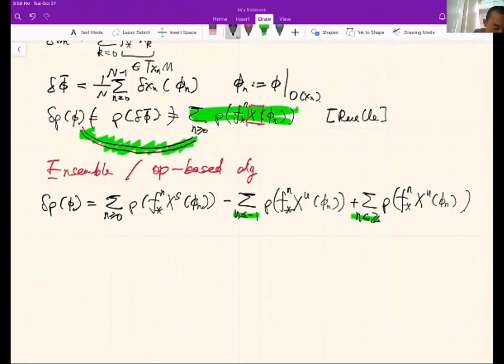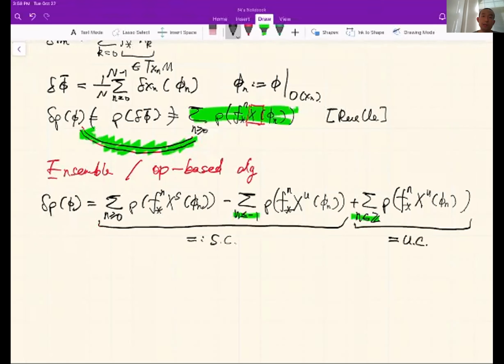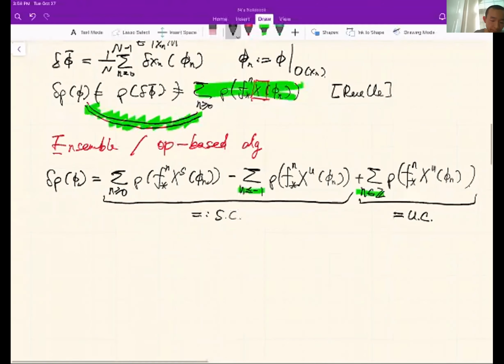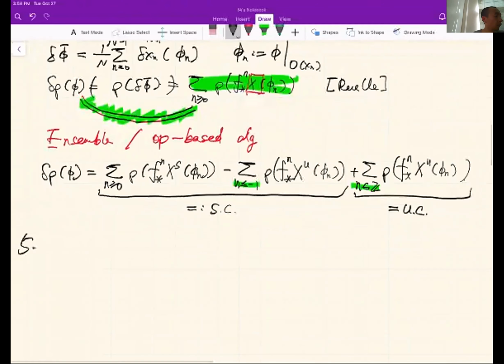The reason I want to write it like this is because I want to treat the first two parts as a whole. This is what I define as the shadowing contribution of the linear response. The last summation is what I define as the unstable contribution of the linear response. We will deal with each part separately. We will show the convergence of each part and develop an algorithm for each part. If you have questions, please stop me at any time.